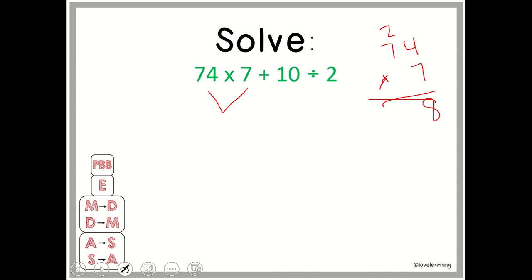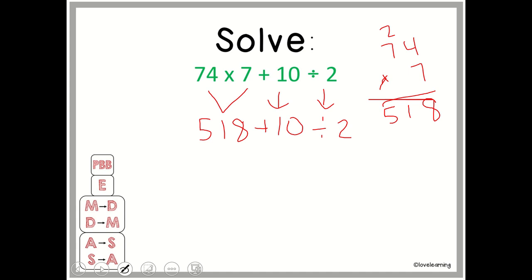Then I need to add those two together, and I get 5,100. So that makes my, not 5,100, 510. So that would make my answer 518 for 74 times 7. Next, I would want to bring down my plus 10 and my division sign and my 2. So now I see that I have 518 plus 10 divided by 2.